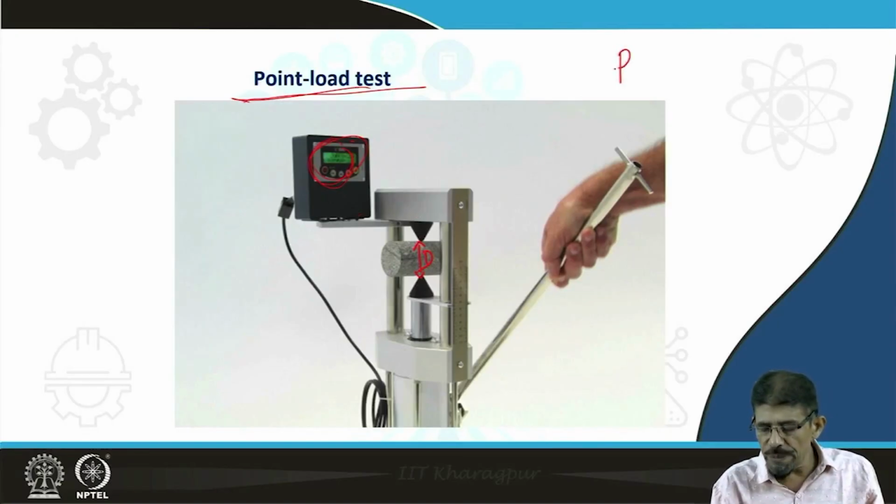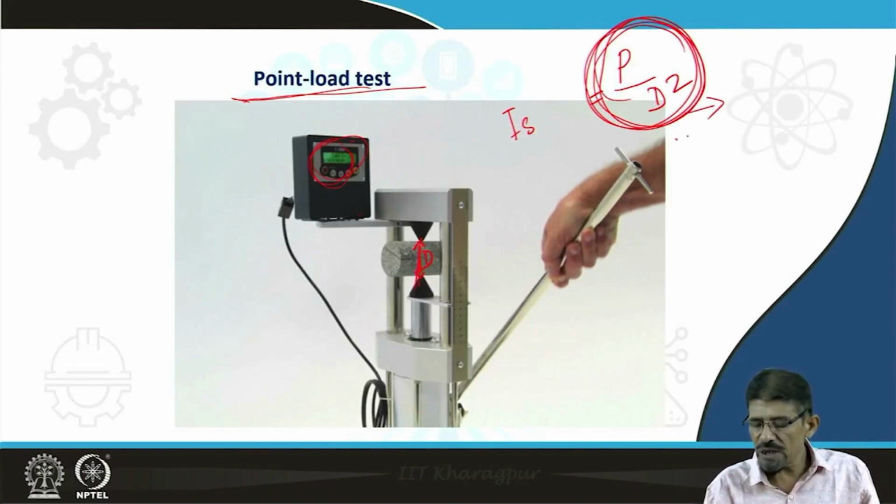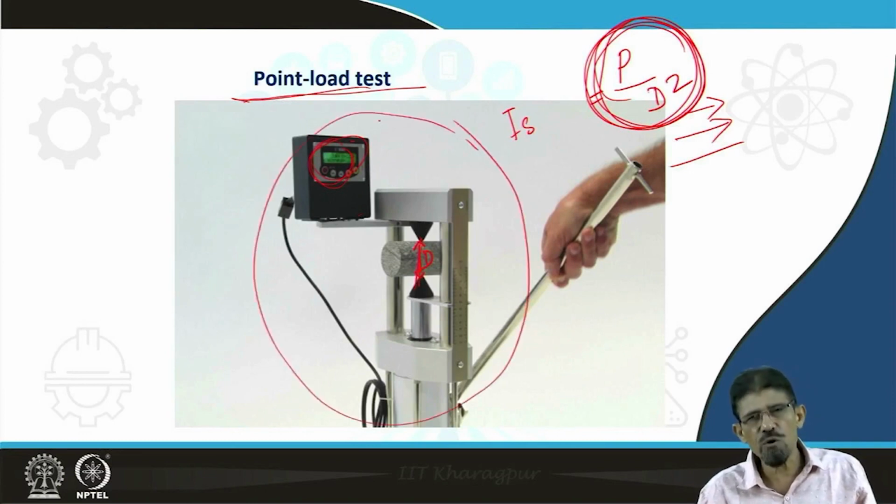If the load is P and the distance between these 2 points is D, then P by D square is equal to the point load strength index. This relationship requires some correction factors and others for estimation concerned with the strength of rock in a very simple way. This instrument is very simple, economical and easy to use in the field as well as in the laboratory.